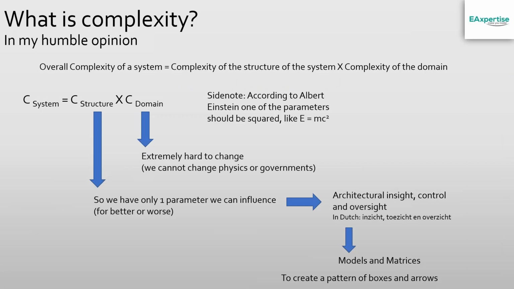Dependency structure matrices and models have to do with complexity. So what is complexity? In my humble opinion, the overall complexity of a system is the product of the complexity of the structure of the system and the complexity of the domain. If you rephrase it a little, then it's C system is C structure times C domain.